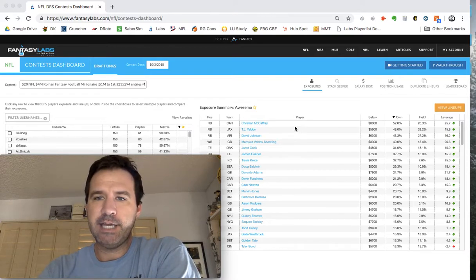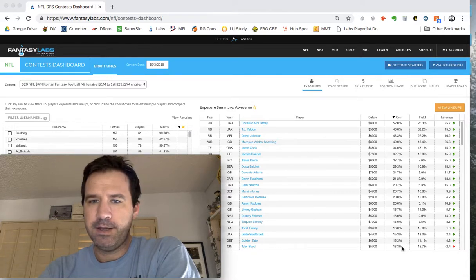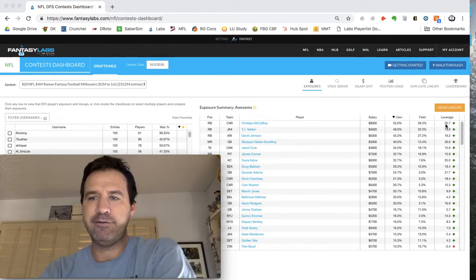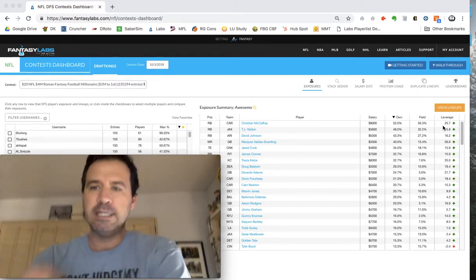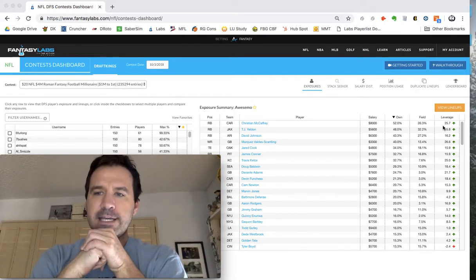So we can take a look and we can see, okay, well, his highest owned player was Christian McCaffrey, and we can go on down and see how everything lined up for him. And then this shows you what the field was at. So Osimo Alex had 52% of McCaffrey. The field was at 26%, creating a leverage of just under 26%. So leverage is key in daily fantasy.